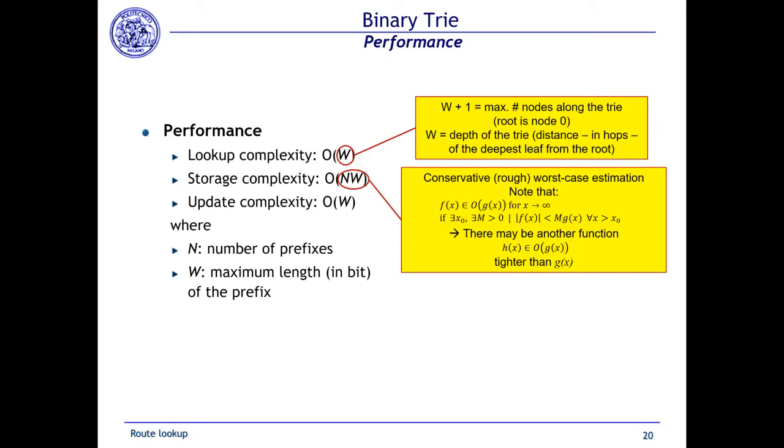Okay. So in the case of the binary trie, the lookup complexity is bounded by W, where W is the depth of the tree, the distance in hops from the deepest leaf to the root, or from the root to the deepest leaf, or also the number of levels of the tree. And the maximum number of nodes that you find on the path, as I already said, is W plus 1, because you have to count the root node. Okay. So in this case, the lookup operation is bounded by W. Storage complexity is bounded by N multiplied by W, and the update complexity goes like the lookup operation.